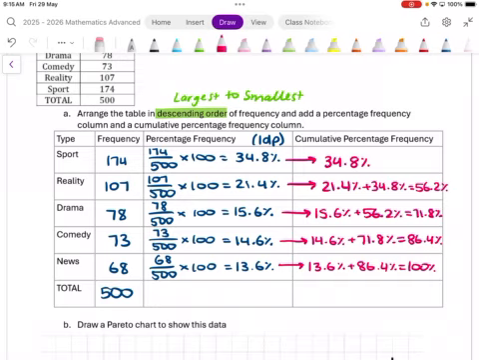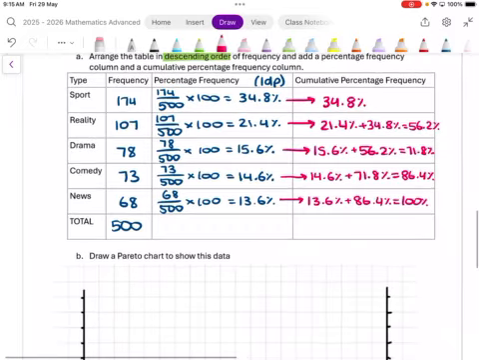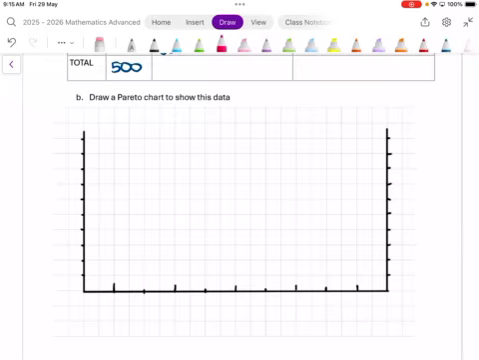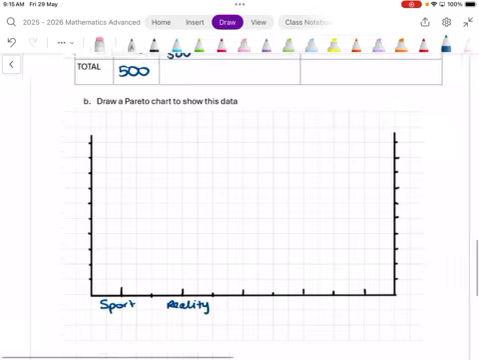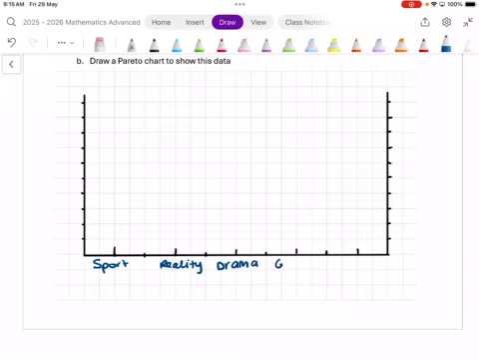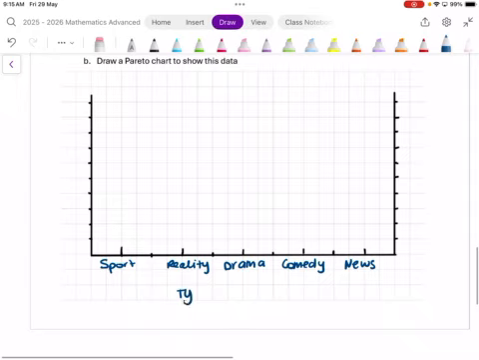All right, so now what we're going to do is learn how to draw a Pareto chart to show this data. So let's set up what this should look like. On the bottom, we are going to have our types of TV shows from our most frequent descending down to our least frequent. So we're going to write sport, reality, drama, comedy, and the news. And we're going to write down the bottom that this is our types of TV shows.